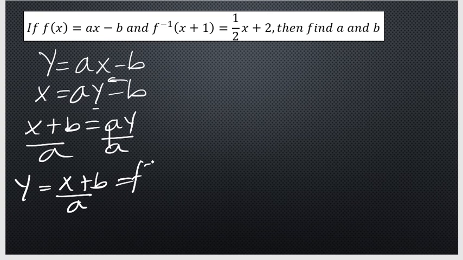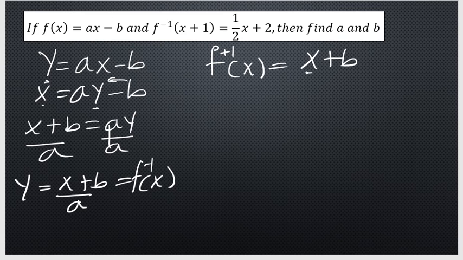This is the same as f inverse of x. What do you do? First of all, f of x means y. Then in place of y write x, and in place of x write y. Then solve for y. Make y the subject. That means that is the inverse function. Therefore, we have f inverse now. F inverse of x is the same as x plus b the whole over a.